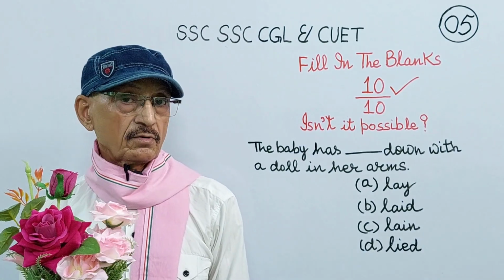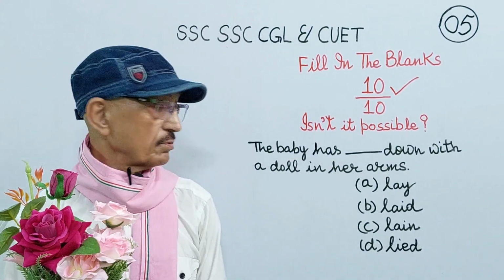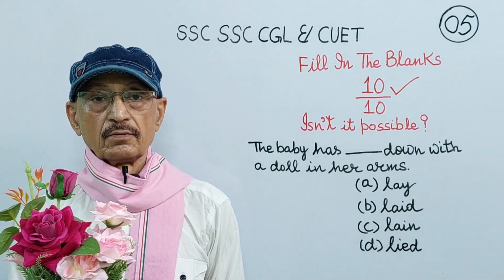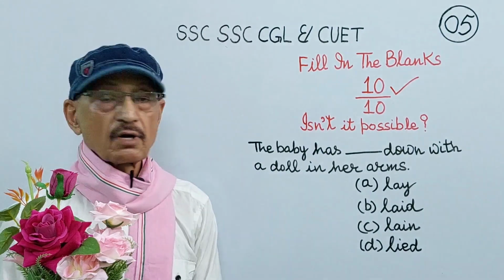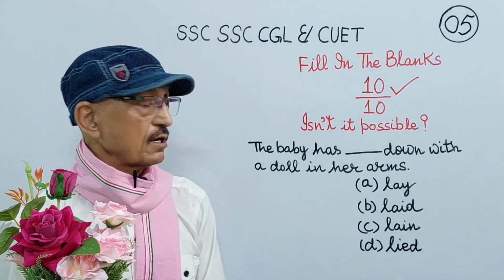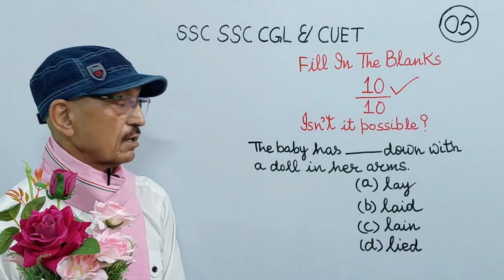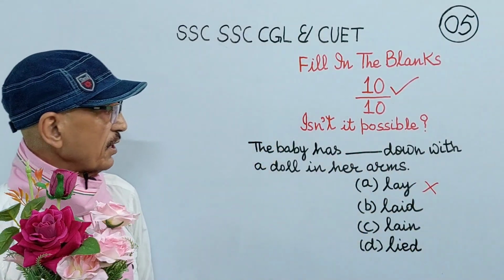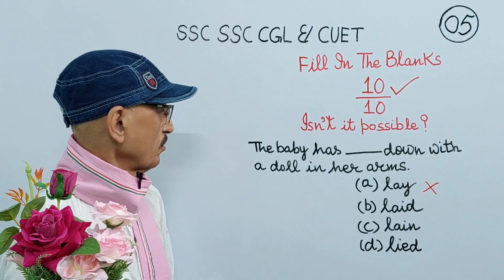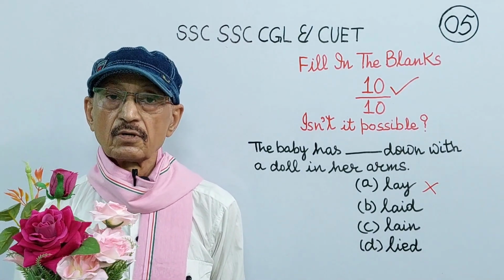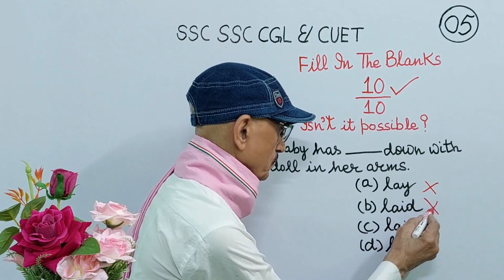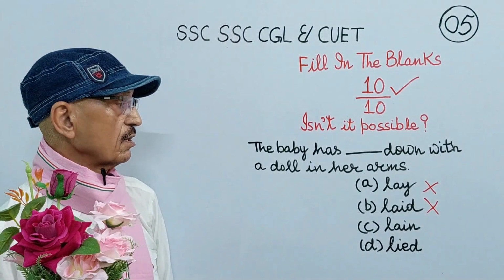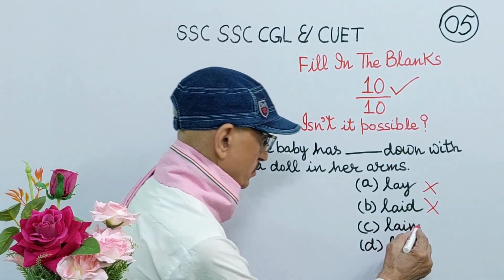There is a group of 4 alternative verbs here. They are lay, laid, lain, light. Let us try first lay. The baby has lay down with a doll in her arms. No, incorrect. Incorrect. The baby has laid down with a doll in her arms. No, this is again wrong. The baby has lain down with a doll in her arms. This is correct.